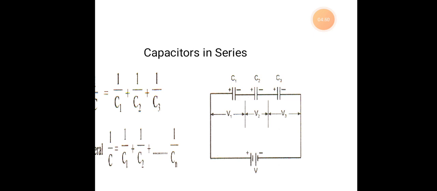Remember the equation for capacitors connected in series: 1 by C is equal to 1 by C1 plus 1 by C2 plus 1 by C3. It is a very important equation, and problems on this equation also. In the next video lessons, I will explain a problem on this equation.